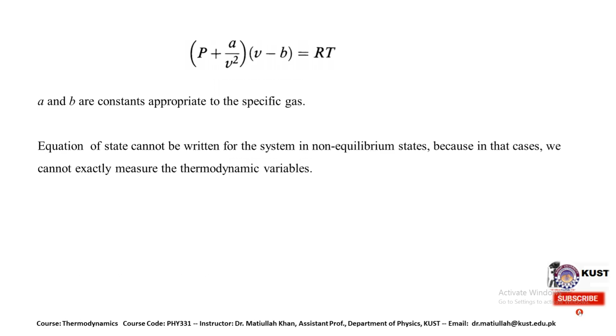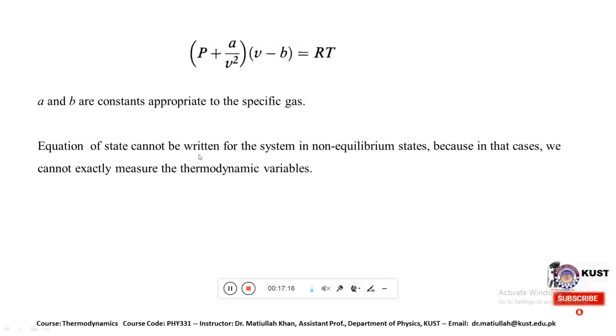So the equation of state for a system at high pressure takes a new form: (P + a/v²)(v − b) = RT. Here again a and b are constants that are appropriate. These are actually constant quantities, and they are relevant to the properties of the system.